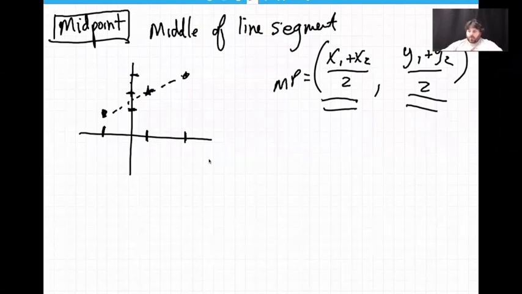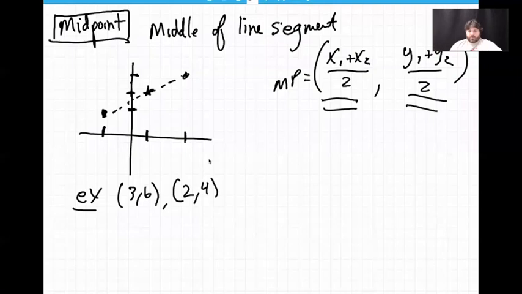Now, there are some ways to make this a little bit harder, but we're going to start out with an easy example. So we'll just be given 2 points: (3, 6) and (2, 4). I want to find the midpoint of those two.